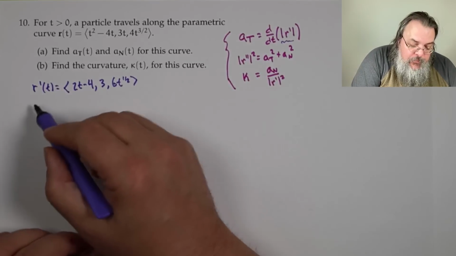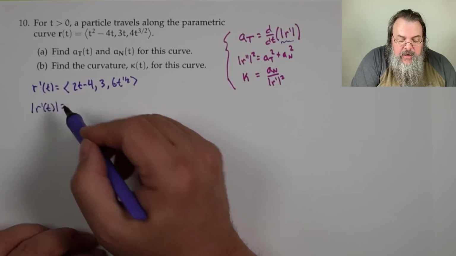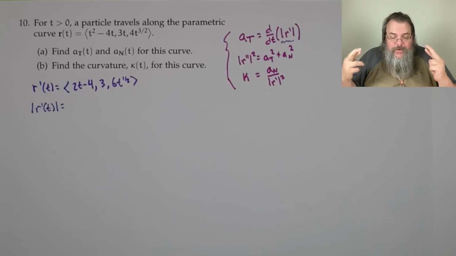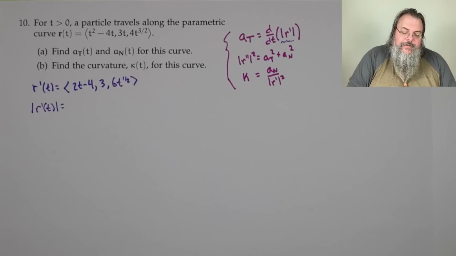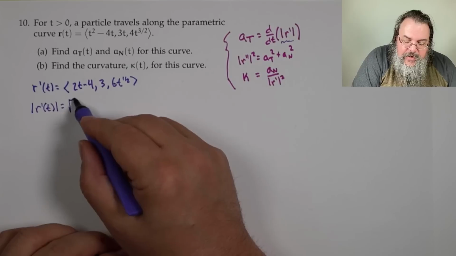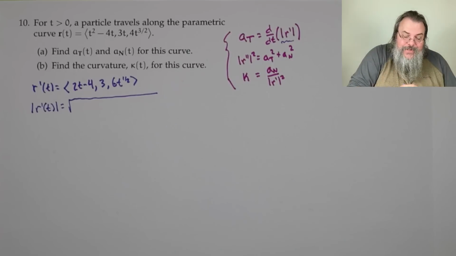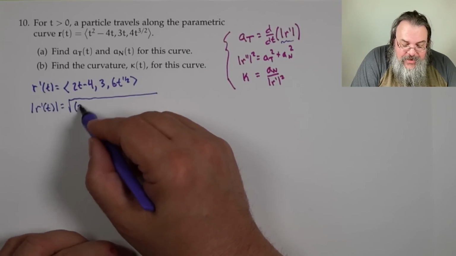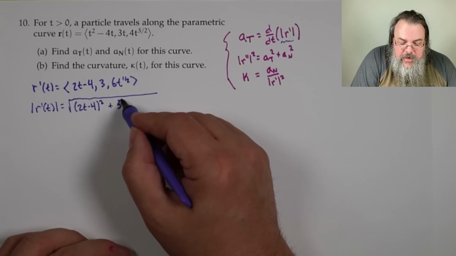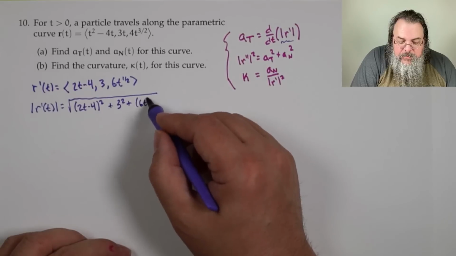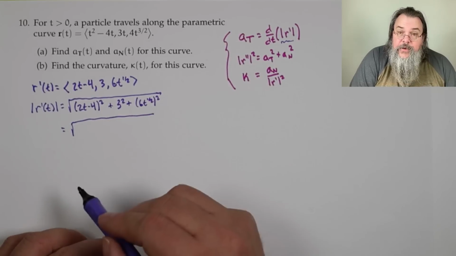Now, the hard part of many of these problems is figuring out the magnitude of r prime. This is a time when you cross your fingers and hope our teachers love us. We should expect nice things to happen, because the magnitude of r prime involves a square root, and that's why it gets tricky. So square the first term, square the second term, square the last term. And if we live a good, clean algebra life, good things should happen.